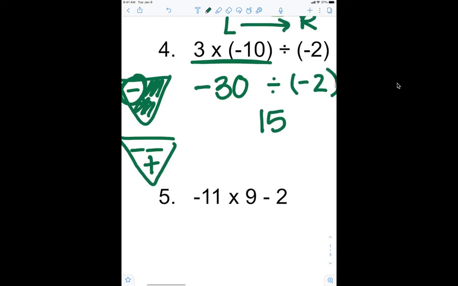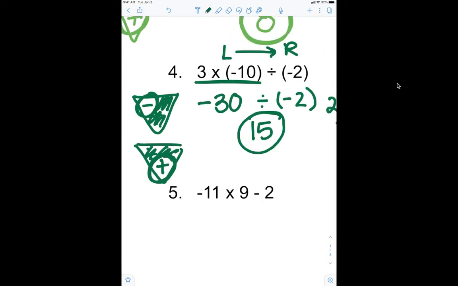I've got a negative and a negative, so my answer's got to be positive. Pretty straightforward, right?